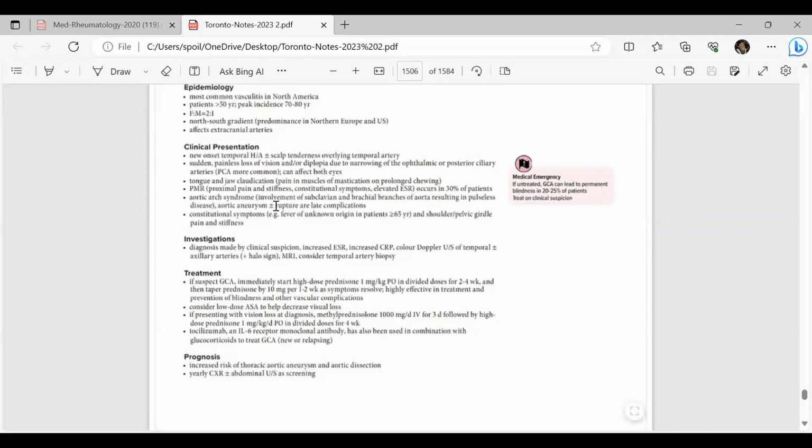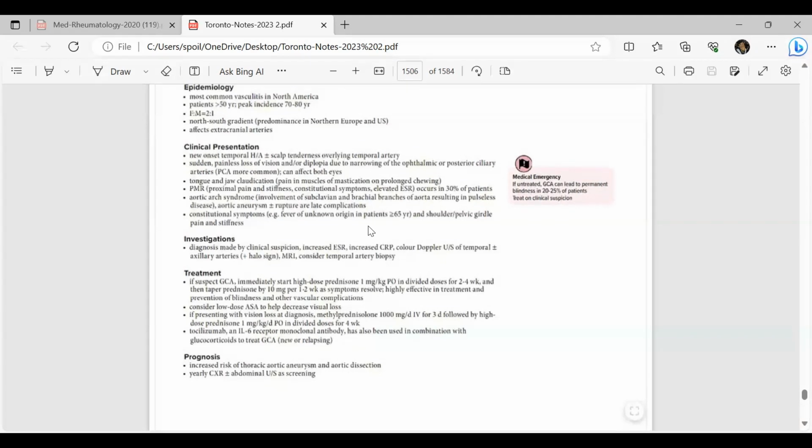Aortic arch syndrome, which is involvement of the subclavian and brachial branches of the aorta, resulting in pulseless disease. Aortic aneurysm with or without rupture are the late complications. Constitutional symptoms, for example fever of unknown origin in patients greater than 65, and shoulder or pelvic girdle pain and stiffness will be there. Diagnosis is made by clinical suspicion, increased ESR, increased CRP, and color Doppler ultrasound of the temporal artery with or without the axillary artery.